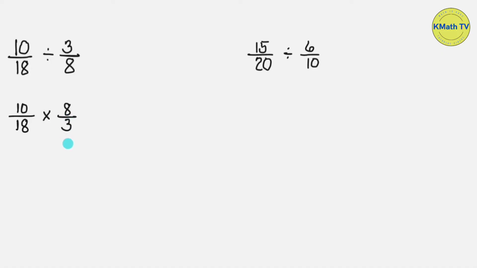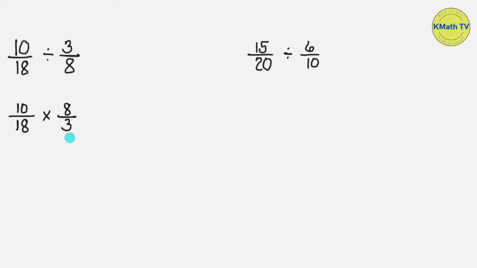Okay, that is how to do the keep, change, and flip method. We keep the first fraction, we change the division sign to multiplication sign, and we flip the divisor. Now, we will multiply the fractions. Multiply the numerators and multiply also the denominators, or use cancellation before multiplying.